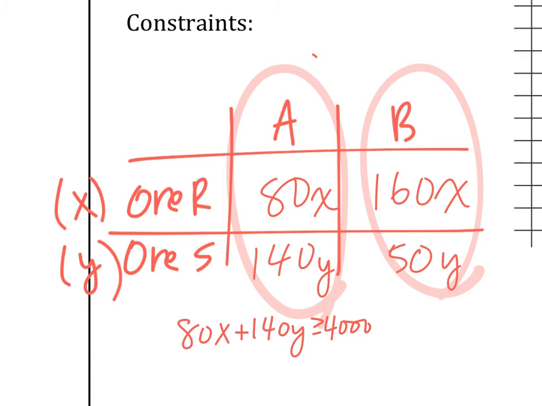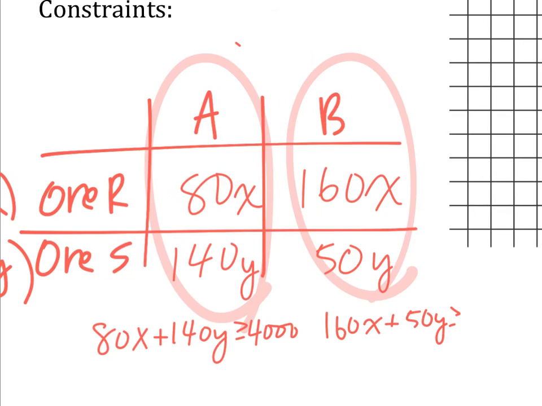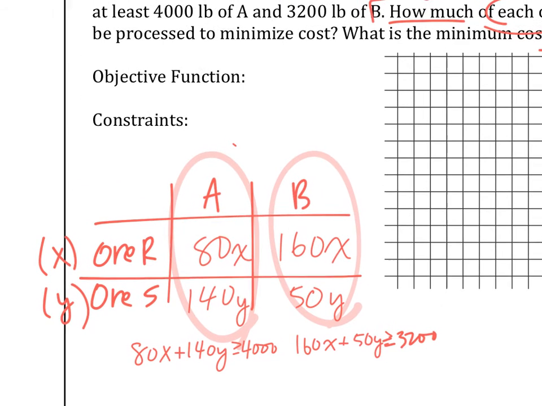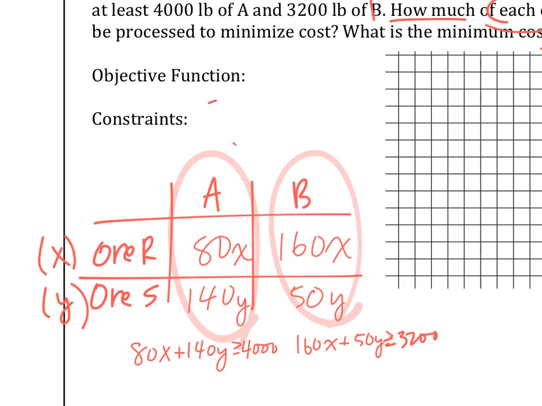Wimbo, you're looking at me. Do you have an answer? No. Okay. Peter? 160x plus 50y is greater than or equal to 3,200. 3,000 what? 3,200. All right, those are my 2 constraints. 80x plus 140y greater than or equal to 4,000. And then 160x plus 50y greater than or equal to 3,200.